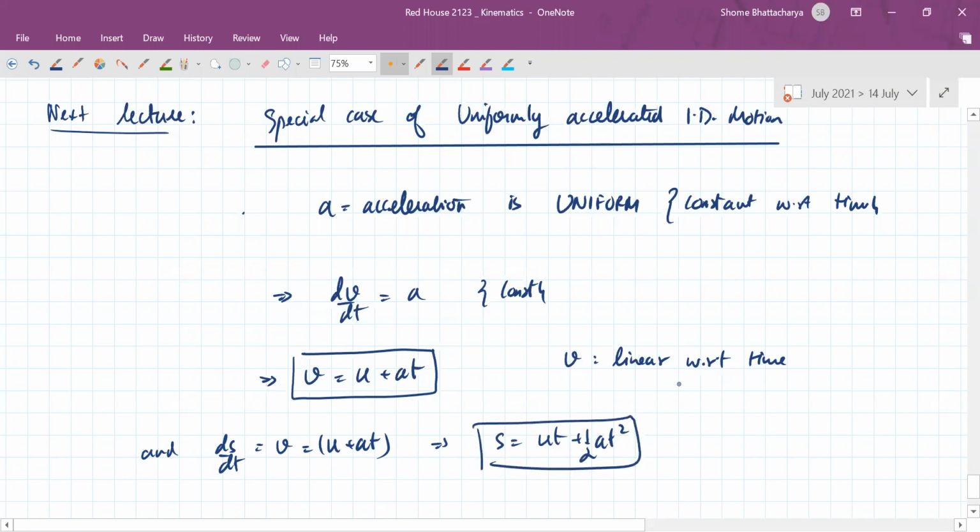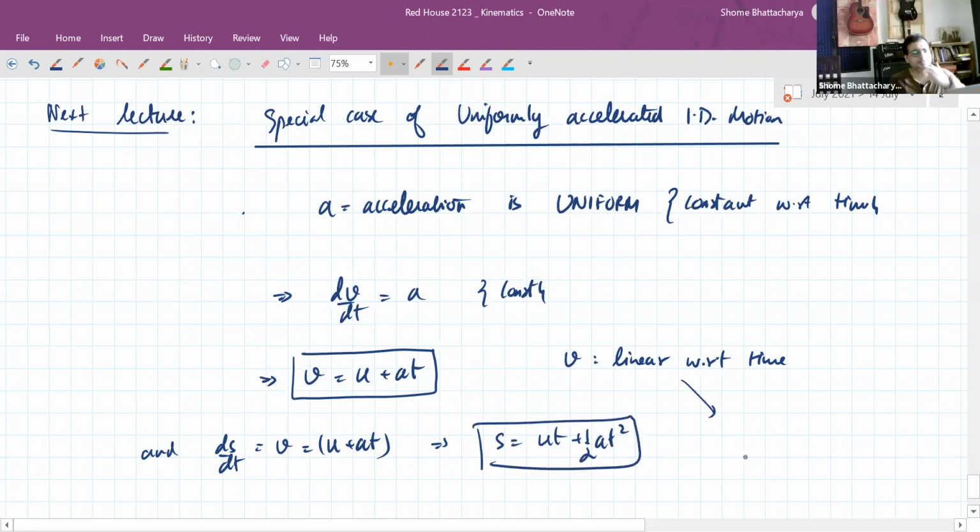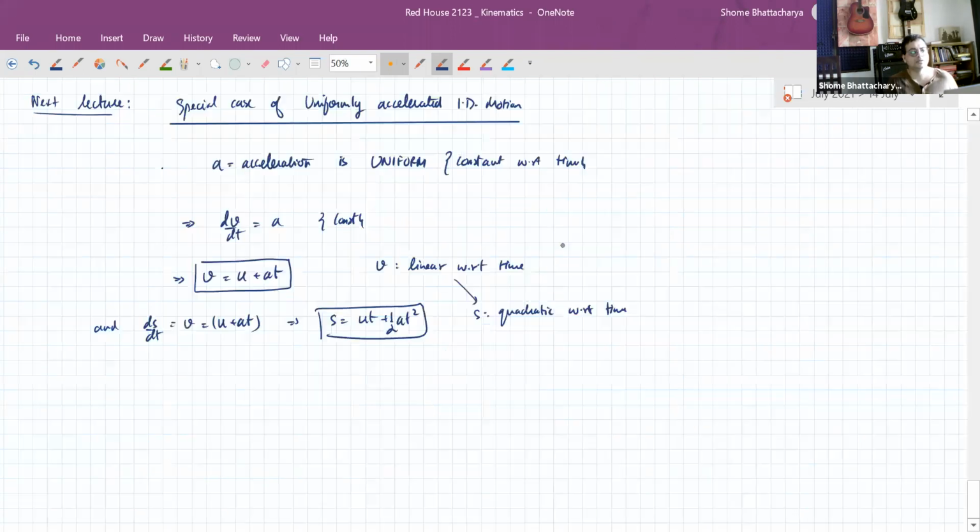Do we have to note this down? Yeah, we'll be looking at this in the next lecture, so you need not note this down. So s will be quadratic with respect to time. We'll actually derive these equations using calculus. So we are going to look at the derivation by integration.